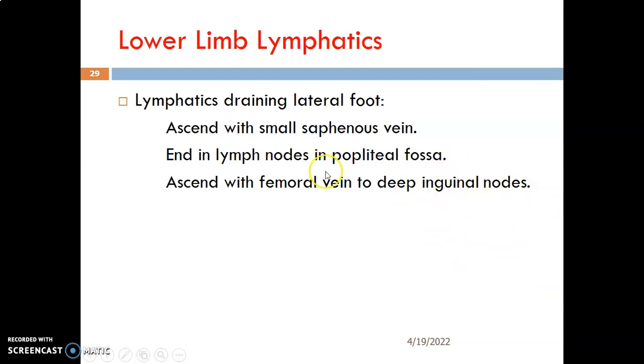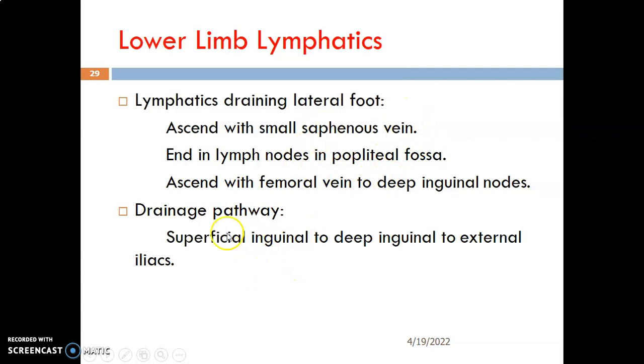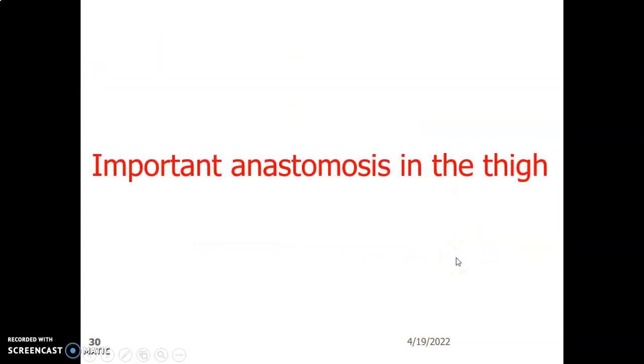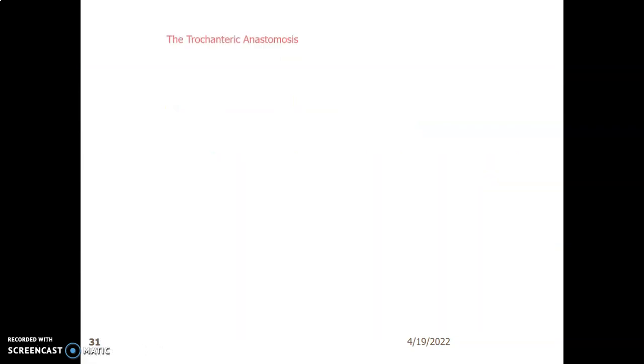They also receive lymphatics from the femoral vein, which have come from lymphatics around the popliteal fossa, where the small saphenous vein and its lymphatics will drain. So superficial inguinal nodes usually drain into deep inguinal nodes, which drain to external iliac lymph nodes. So what are the important anastomoses in the thigh, which we have already discussed severally?